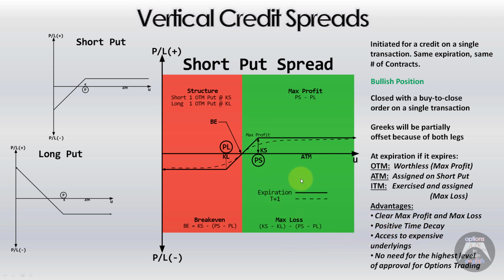You have positive time decay, even though it's offset because you are selling a put and buying a put, you still have positive time decay. It gives you access to expensive underlyings. So, for example, if you have an underlying that's trading at $2,000, you will need a lot of money to put on a position there. However, if you just put on a short put spread, you only need to have the money to cover your max loss, which is going to be the width of the spread minus the credit that you received.